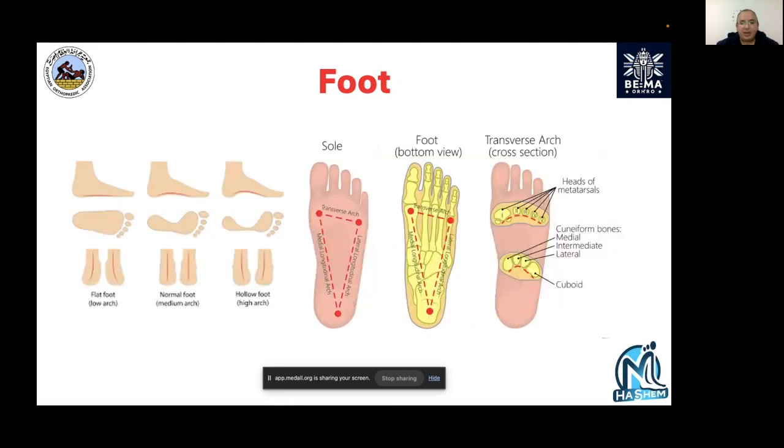حسام، الكلام ده ماشي ولا في حاجة؟ تمام يا باشا، مفيش أي كومنتات في دي، تمام.